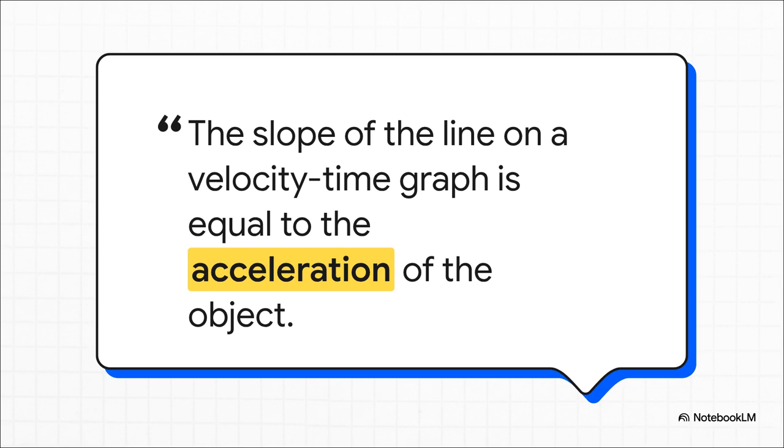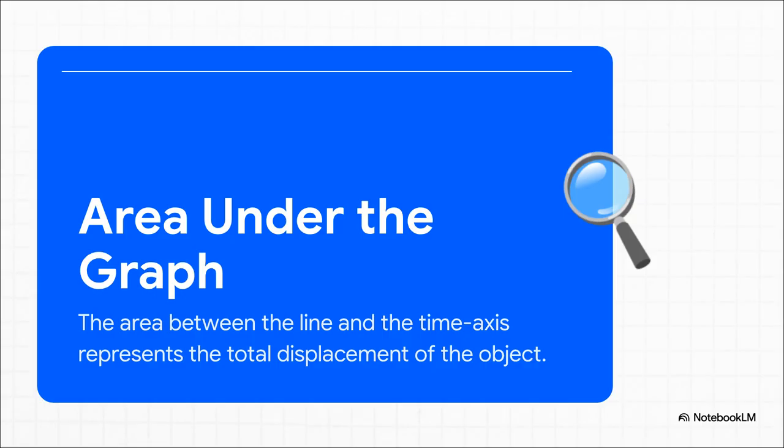Make sense? And that second rule is all about the area. If you literally calculate the area of the shape between the velocity line and the time axis at the bottom, the number you get is the total change in position, or the displacement. So this one graph tells you velocity, acceleration, and displacement. It is the complete story of the object's motion.